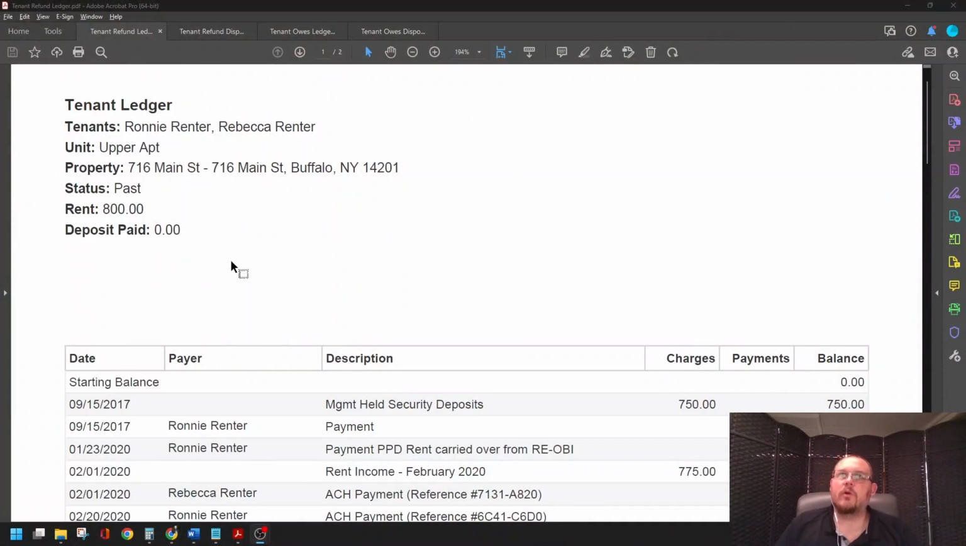And we are going to start with our refund ledger. So we'll start by looking at the information up here at the top. This was generated from our property management software. You can see we had two tenants here, both Ronnie and Rebecca Renter. They lived at 716 Main Street in Buffalo in the upper apartment.